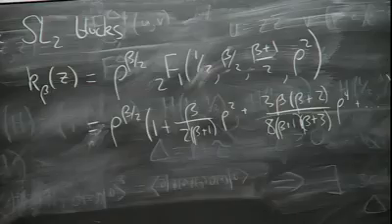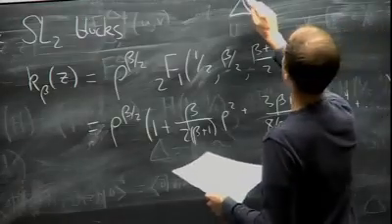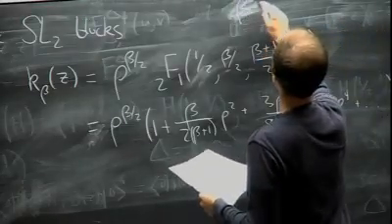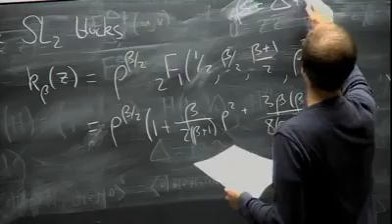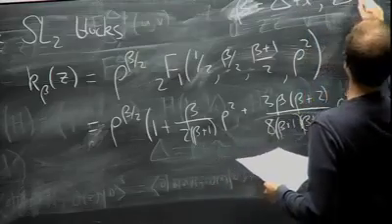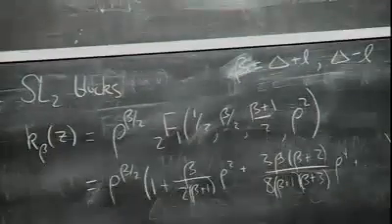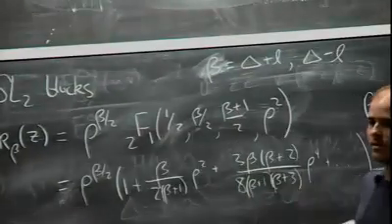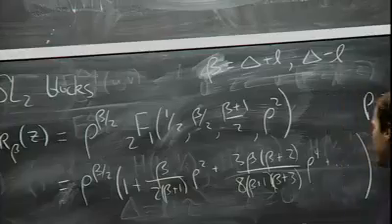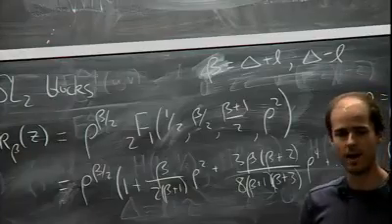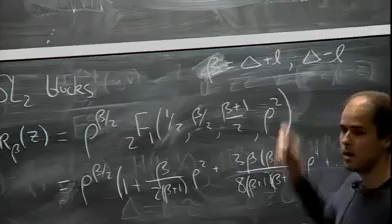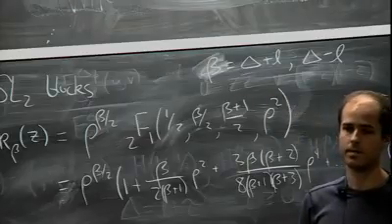Okay, so now I can answer your question. The blocks do indeed have poles in delta. So remember here, beta in the 2D blocks was delta plus L and delta minus L. So there are indeed poles at negative integer values of beta. But the poles will always occur at values of delta that violate the unitarity bound.